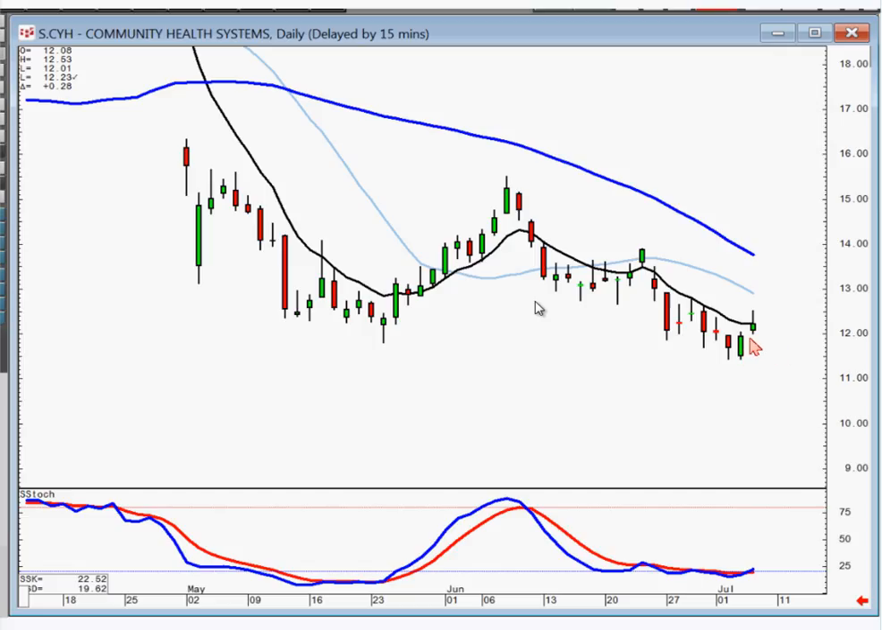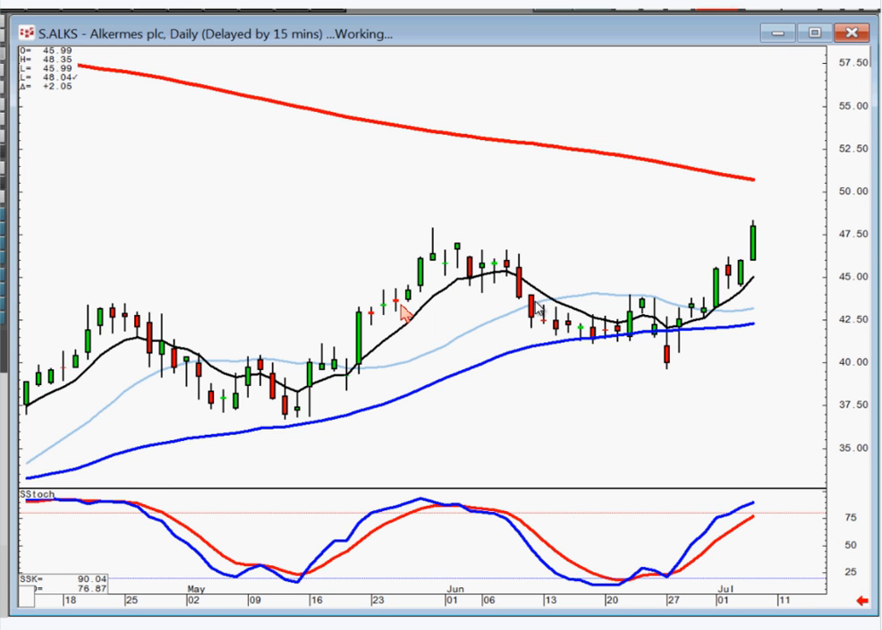CHY, not a real exciting chart, but if it opens positive tomorrow, you've got a doji sandwich. You just have to make sure it breaks out through this level and then should be heading for the 50-day moving average. ALKS, there's a fry pan bottom. You stay long on this. Just watch to see what it does at the 200.